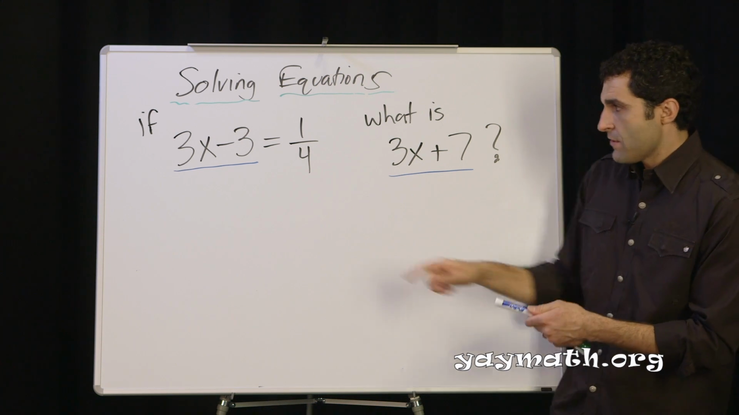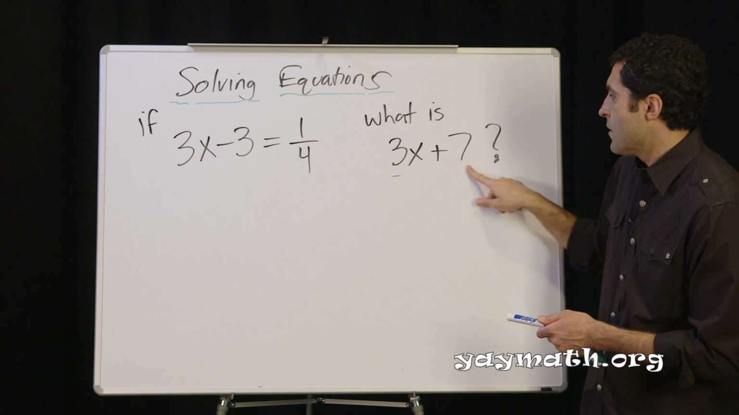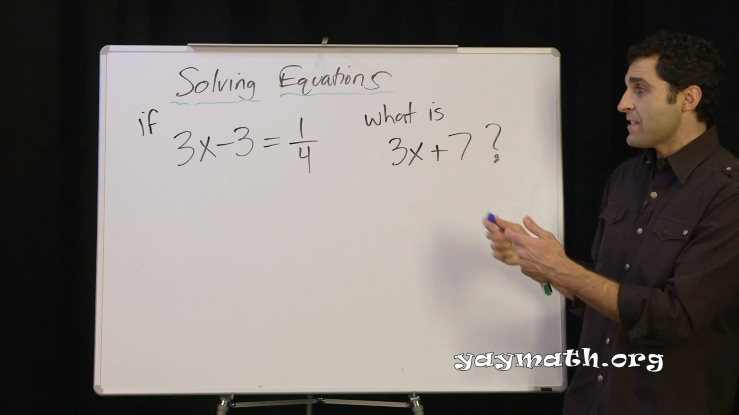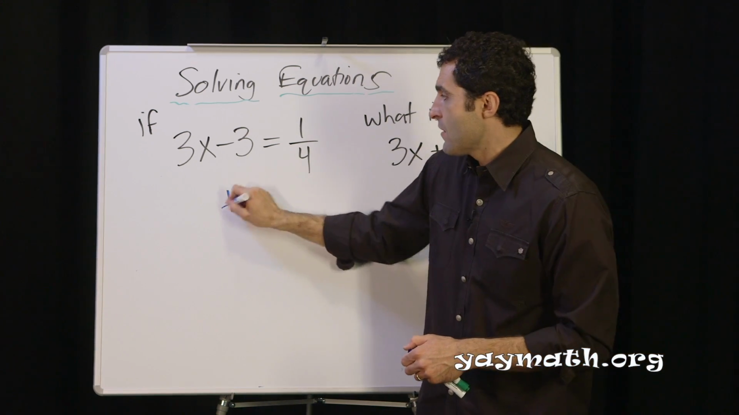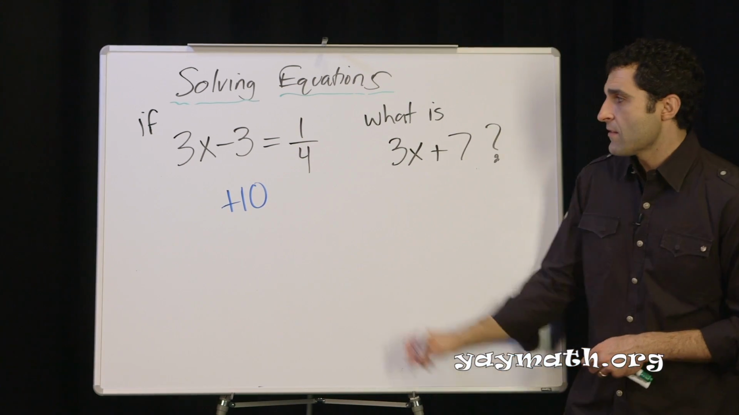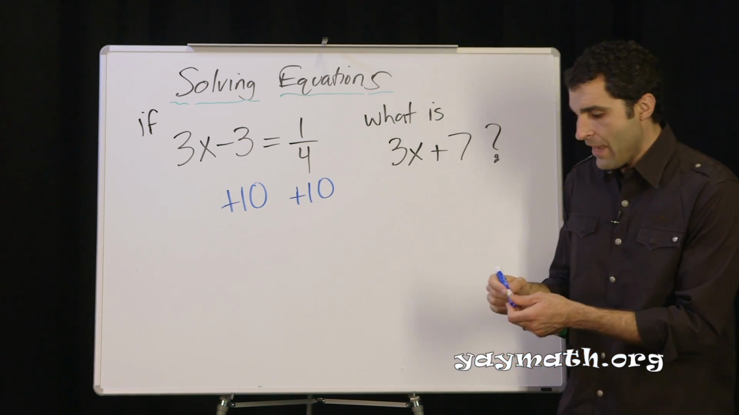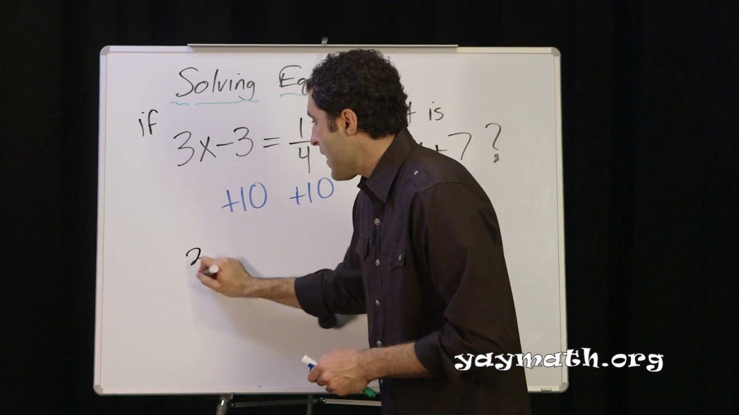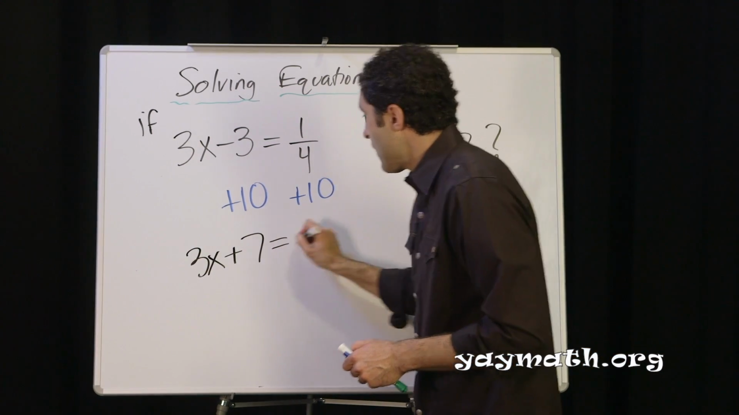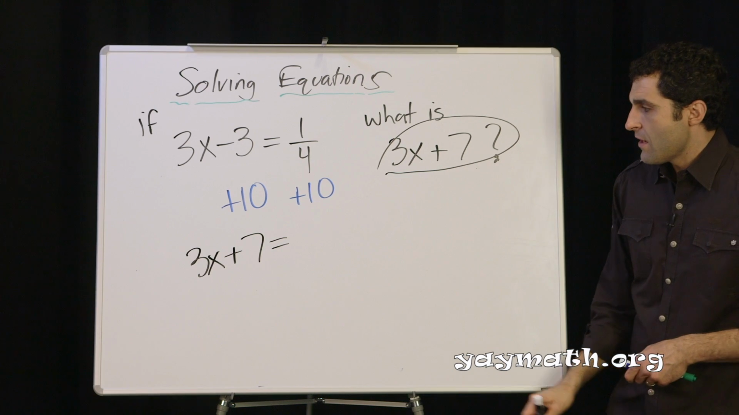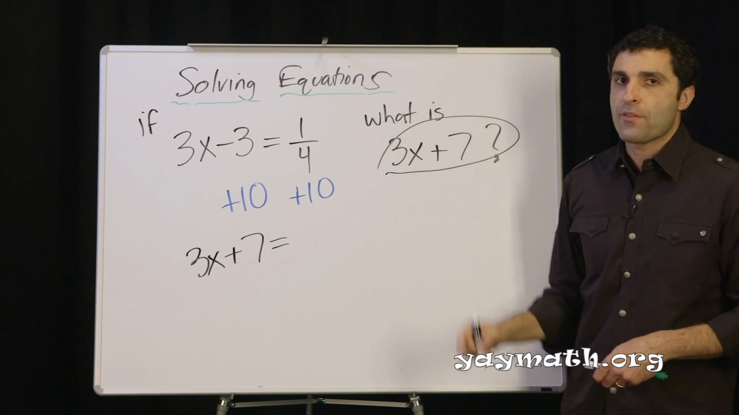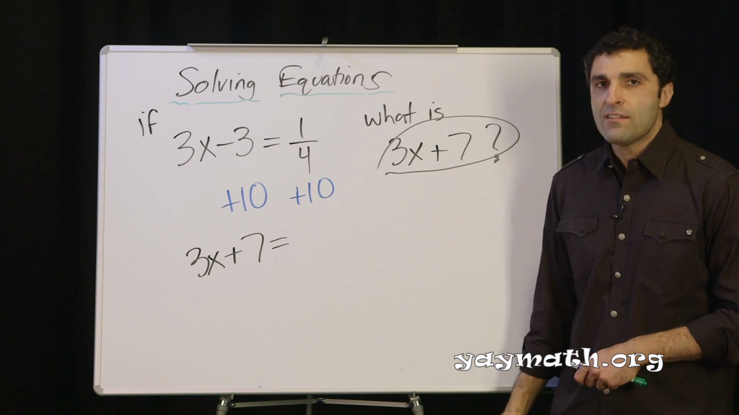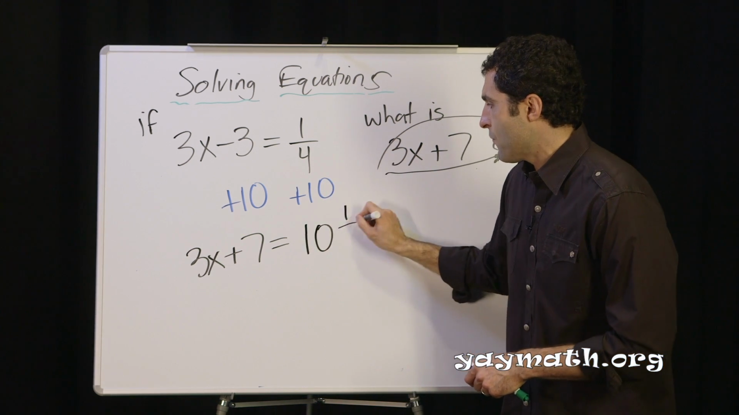Because negative 3, so let's take this off. I'll show you something cool. Rather than solve for x and get that actual number, we don't even need to know what x is in this particular problem. Because if we use the value of rebalance, if I add 10 to both sides here, check it out. 3x minus 3 plus 10 actually results in 3x plus 7, which is what we're looking for. And so this results in 10 plus 1/4. We don't have to make it more complicated. 10 pizzas plus 1/4 of a pizza is 10 and 1/4 pizza.